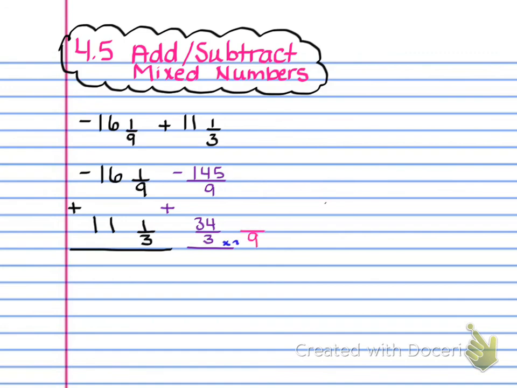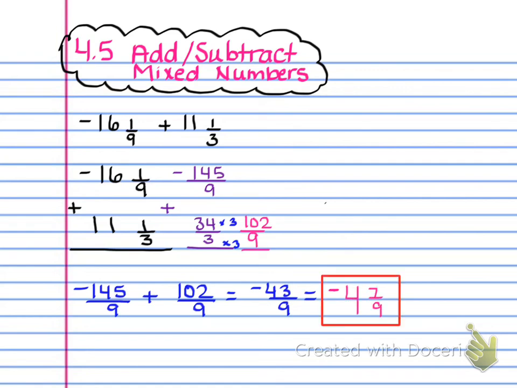This is an addition problem, but actually, let me first change them so that they have a common denominator. So now, notice 9 is the denominator, so I really only had to change the bottom one. So now I've got negative 145 over 9 plus 102 over 9. So since I have them over the same denominator, I can just look at the top numbers as whole numbers. And since it's addition, I don't have to do any keep, change, change. I just find the difference and then take the sign of the one with the larger absolute value, which is going to leave me with negative 43 ninths, which will then simplify to negative 4 and 7 ninths.